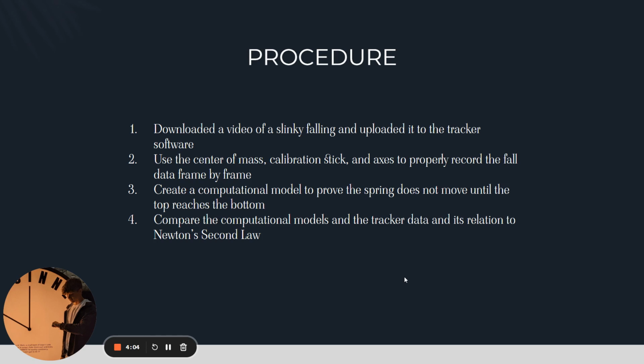For procedure, I downloaded a video of a slinky falling and uploaded it to the Tracker software. I used the center of mass, calibration sticks, and axes to properly record the data frame by frame. I created a computational model to prove the spring does not move until the top reaches the bottom, and then I compared the computational model and the Tracker data in relation to Newton's second law.